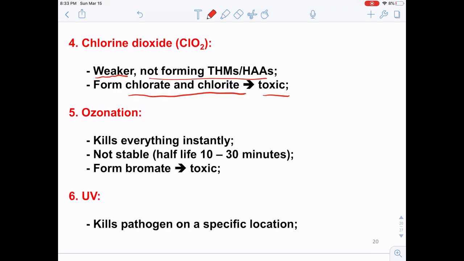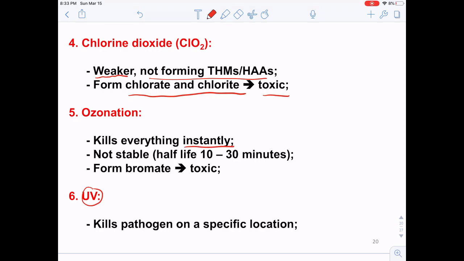We can also use ozonation. I think that in the earlier video that I showed in the class, the tour of that water treatment plant actually used ozonation, used the ozone to disinfect, and also used the UV light to disinfect the water there.